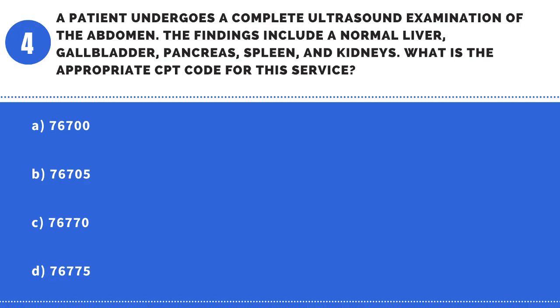Question 4. A patient undergoes a complete ultrasound examination of the abdomen. The findings include a normal liver, gallbladder, pancreas, spleen, and kidneys. What is the appropriate CPT code for the service? A. 76700. B. 76705. C. 76770. D. 76775. Answer: A.